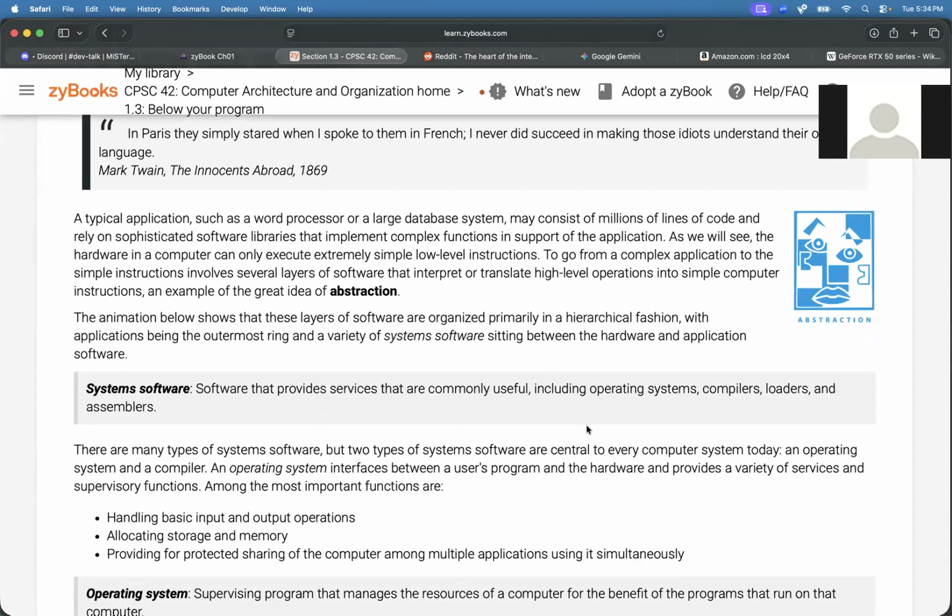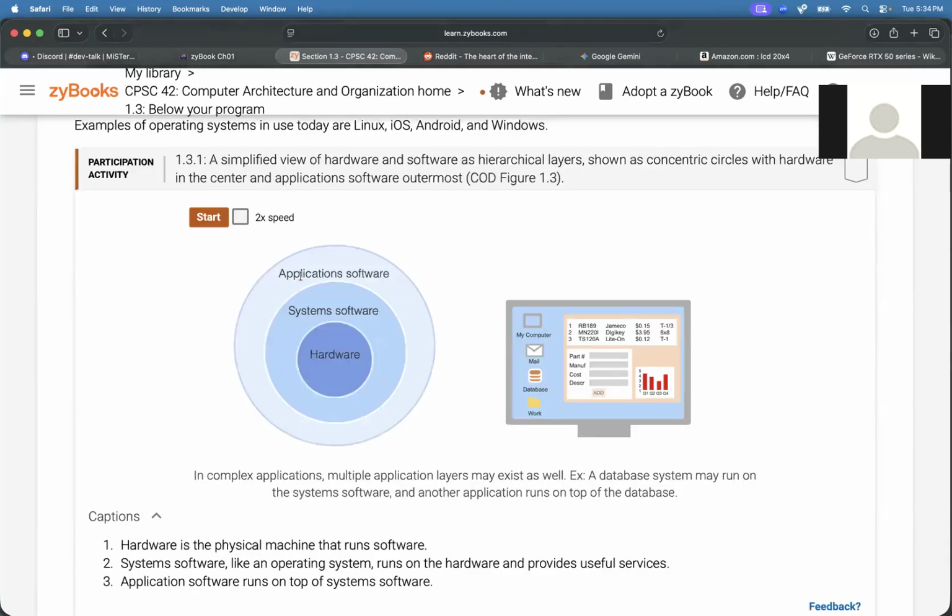Below your program. So they're going to be talking about how you have application software like this web browser that runs on system software. That's the operating system. And then the operating system runs on the hardware. Okay.